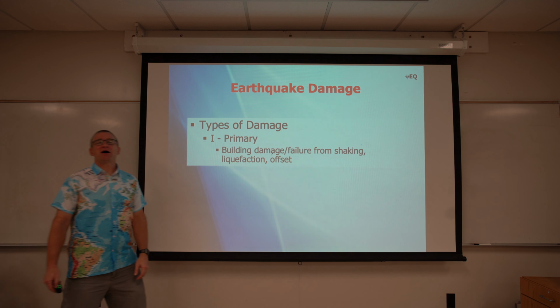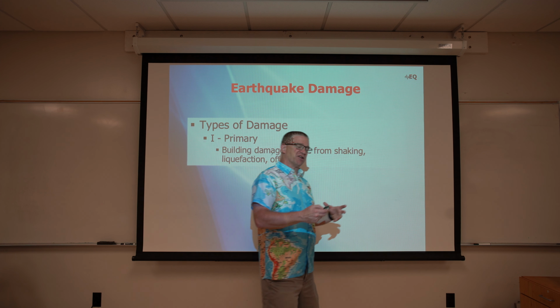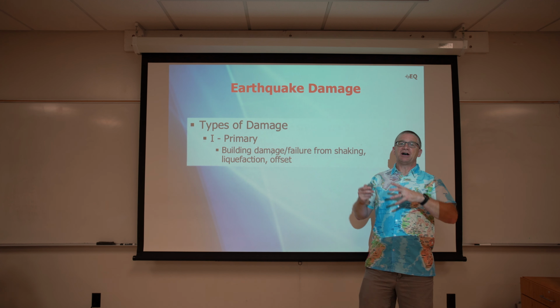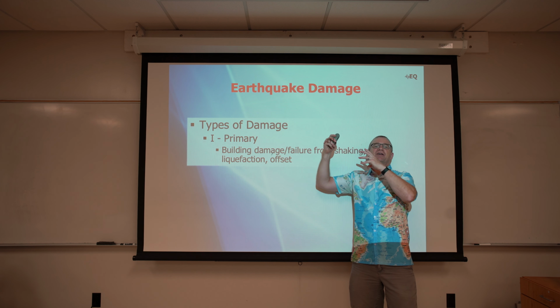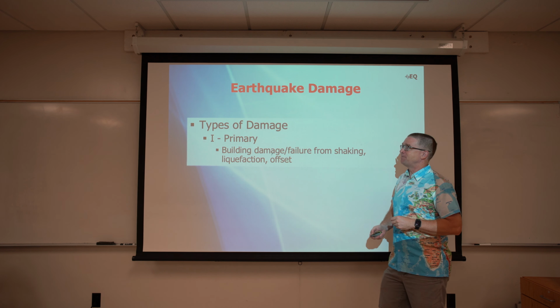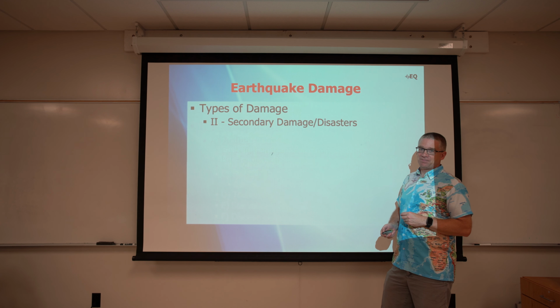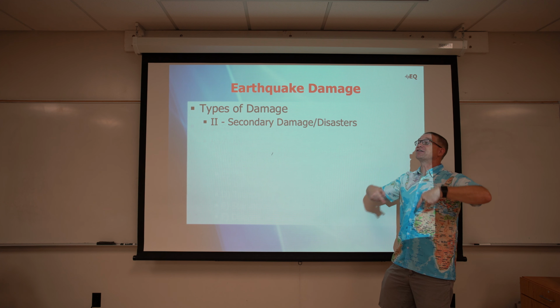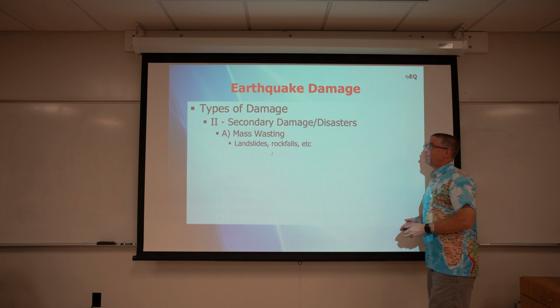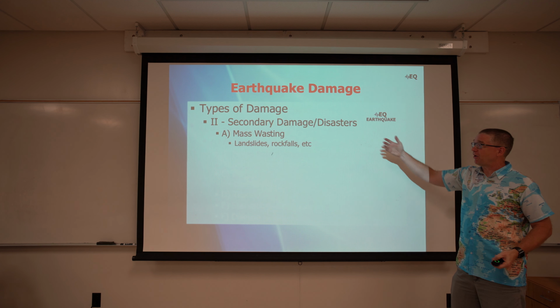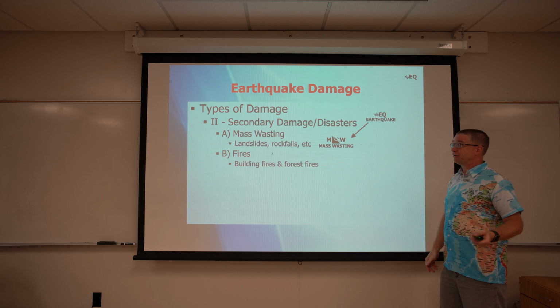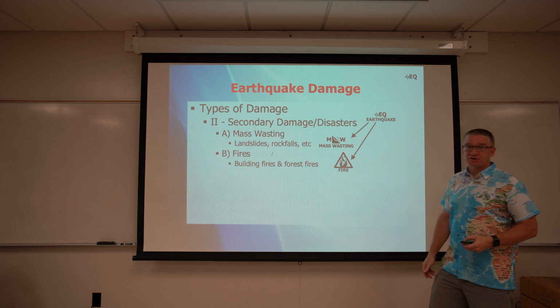So now I like to think about all that we've talked about so far as what I call primary damage. It's a result of the actual shaking of the ground and the fault offset, primary damage. We have a lot of secondary damage, though. Secondary events, secondary disasters that can occur. Mass wasting events, landslides, rock falls, very common. Fires, you can get fires started as a result of earthquakes.